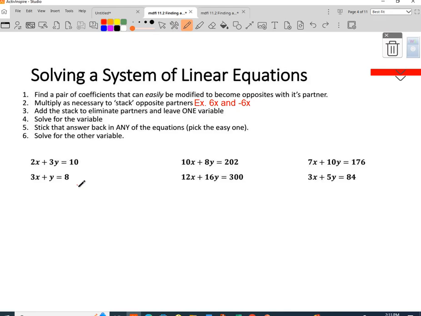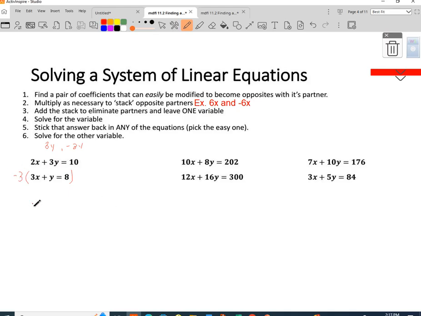So remember, when you work with equations, as long as you do the same thing to every term in the equation, then you can do whatever you want. You can change the form of that equation. So looking here, I'm going to see that this is the 3y. If I multiply this by negative 3, I'll have a negative 3y. So my partners would be 3y and negative 3y. So that's what I'm going to do. I'm going to multiply this whole equation by negative 3, and then I'm going to add them together.